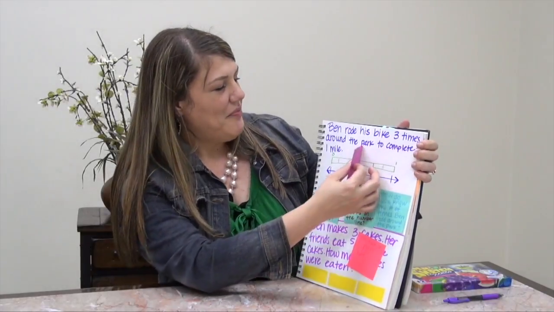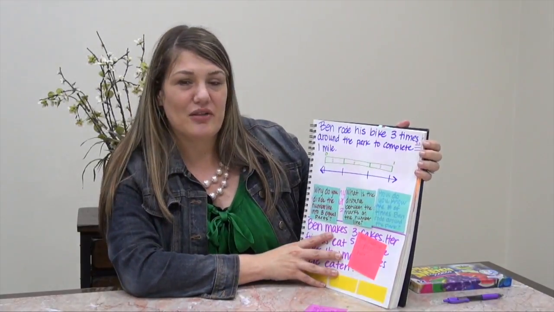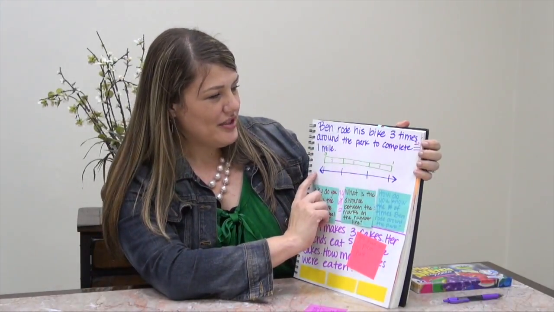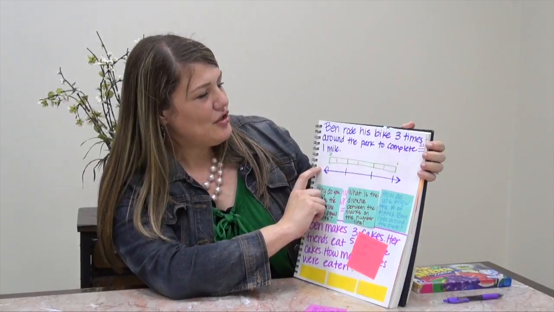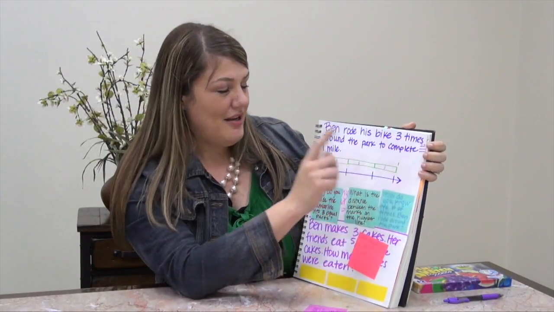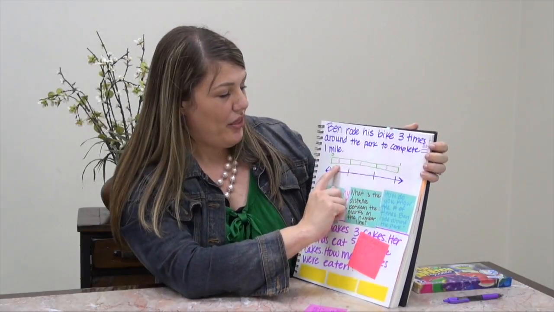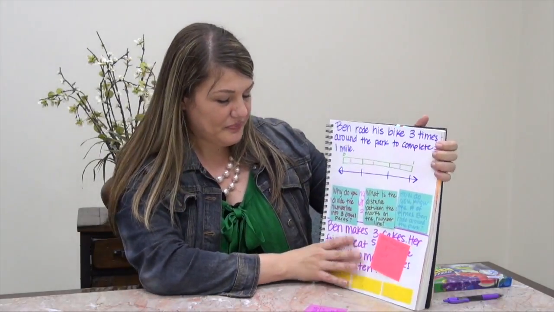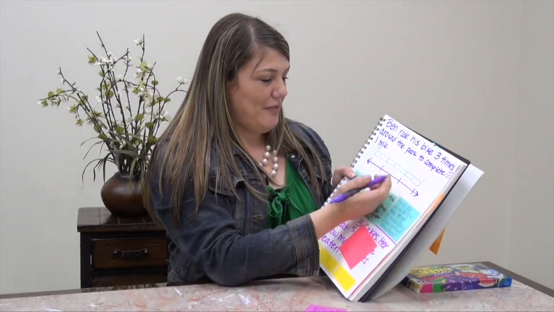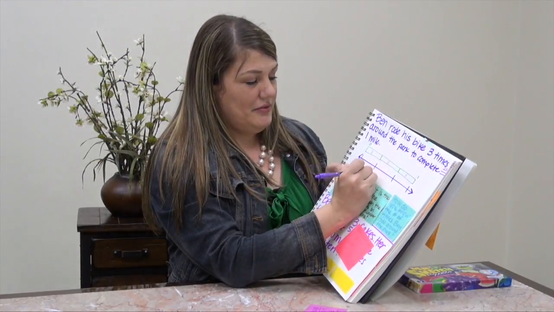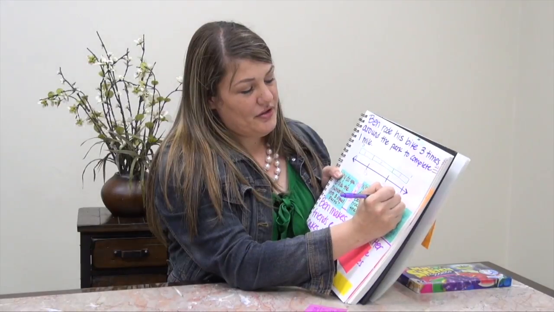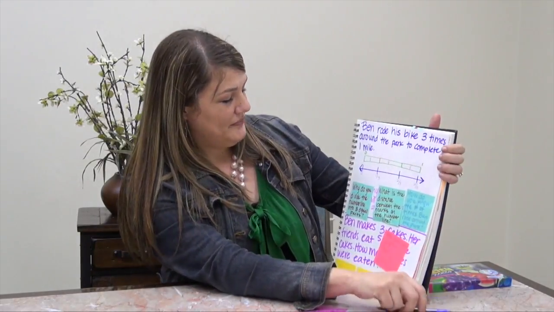So here's an example. Ben rode his bike 3 times around the park to complete 1 mile. So I know this student went 1 mile and he had to ride his bike 3 times around the park. So here's my number line and here's my strip diagram showing 1/3, 1/3, and 1/3. I could show the students with this picture representation, and I could also label my number line. Here would be 0, 1/3, 2/3, 3/3, which gives me the whole.